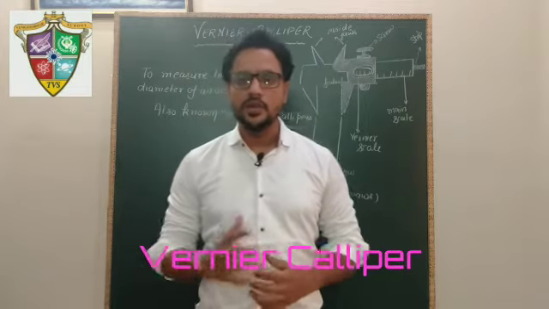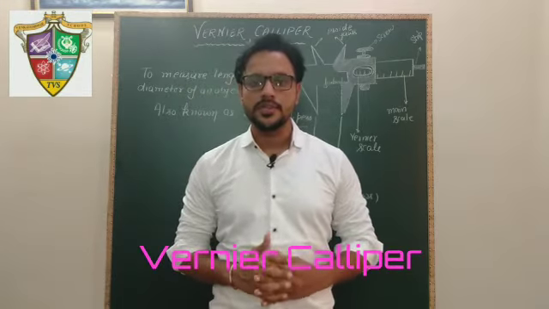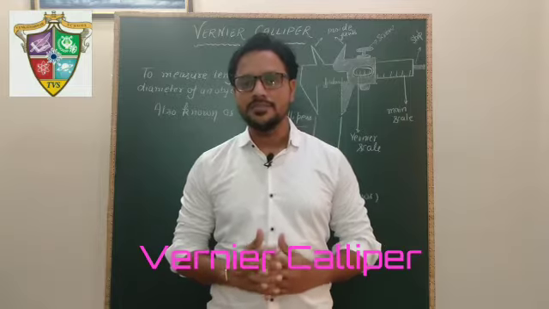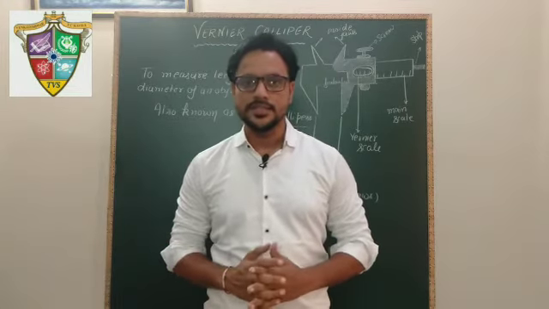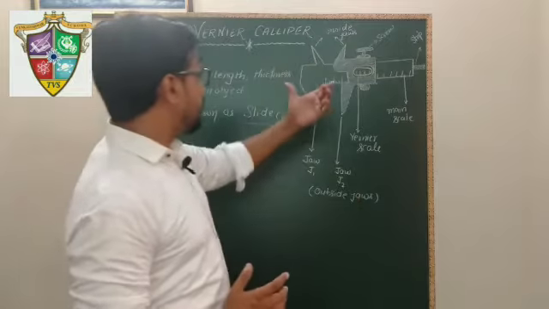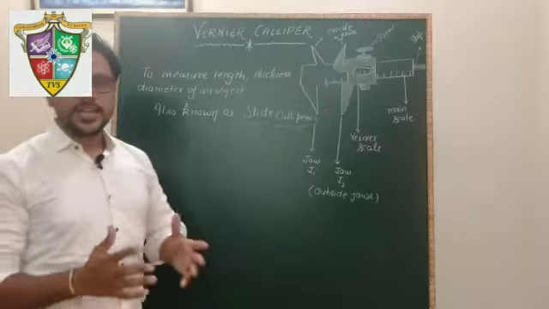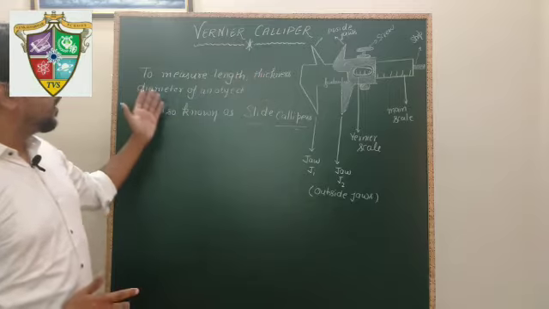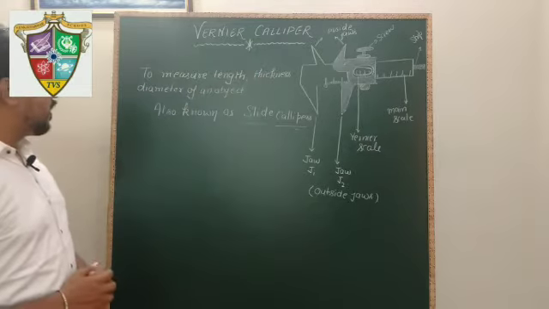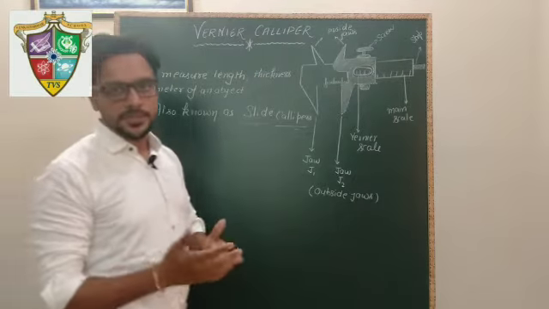Today we will discuss how we can use vernier calipers. Vernier calipers are devices made by Pierre Vernier to measure small distances. As you can see, a vernier caliper looks like this. A vernier caliper is a device which is used to measure length, thickness, and diameter of an object. It is also known as slide calipers.